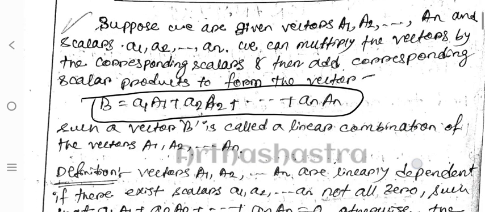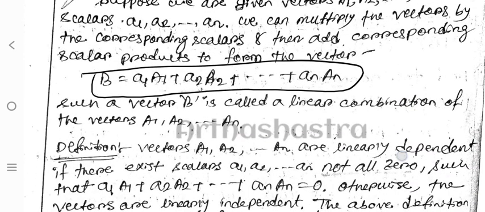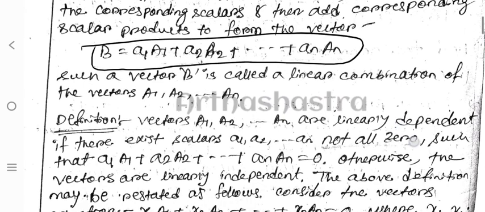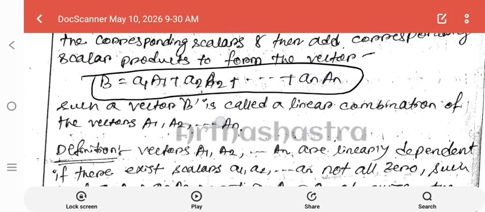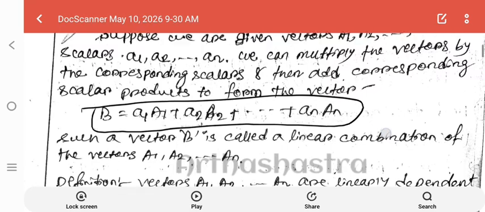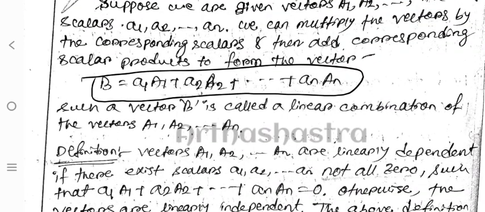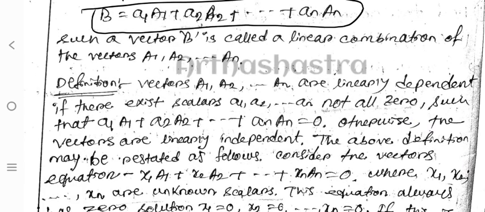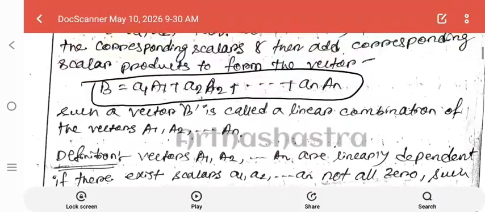and we can multiply the vectors by the corresponding scalars and then add the corresponding scalar products to form a vector. So here the vector v represents the sum of the scalar products with the respective vectors. Such a vector v is called a linear combination of the vectors a1, a2, up to an, right?